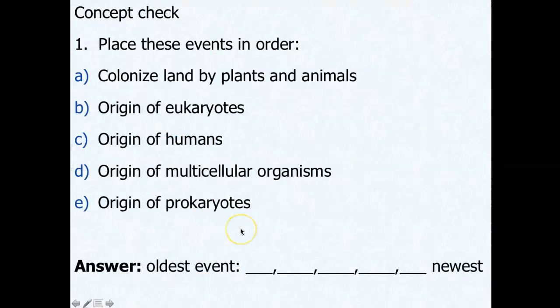Okay, so the oldest event here is going to be the origin of our prokaryotes. Then we're going to have the origin of our eukaryotes. Then we're going to have the origin of multicellular organisms. Then we're going to have the origin of colonized land, right? And then we're going to have the origin of humans, the very last.